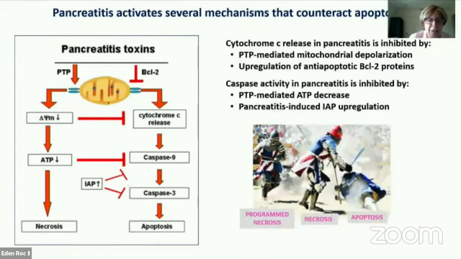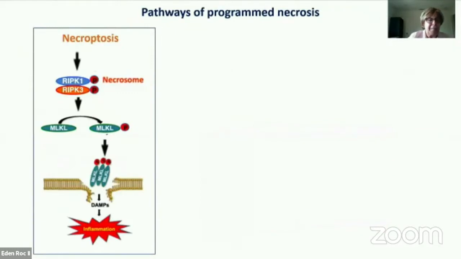This cartoon shows that programmed necrosis aids PTP necrosis to restrict apoptosis. However, little is known on the role of programmed necrosis in pancreatitis, as I will show on the last slides. The initiating event in necroptosis is complex formation between kinases RIP1 and RIP3, forming a protein complex called the necrosome. This results in recruitment and phosphorylation of pseudokinase MLKL, which forms oligomers that insert into and permeabilize plasma and organelle membranes.